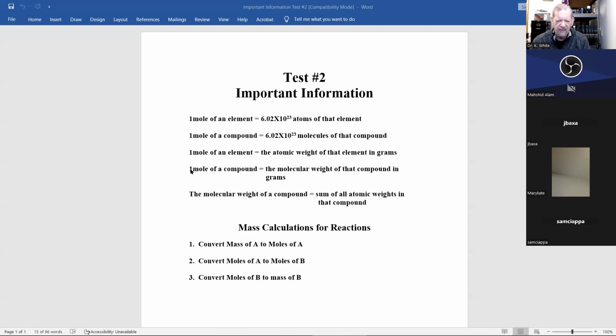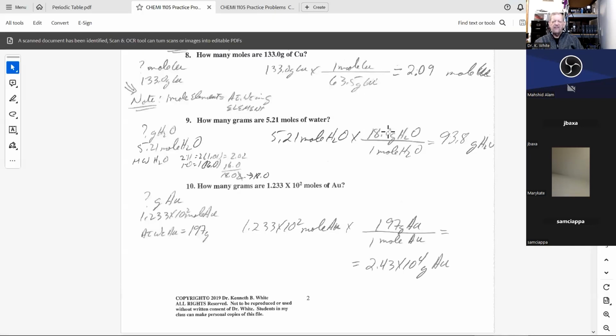Now, you see here, we're going to use this ratio: 1 mole of a compound equals the molecular weight of that compound in grams. Why did we pick that ratio? Because if you look here, forget about the numbers. Whatever you're trying to get to, you put the grams of the compound on top. Whatever you're trying to get rid of, you put those units underneath. So we have moles of a compound to grams of a compound. And that's why we use 1 mole of a compound, in this case water, equals the molecular weight.